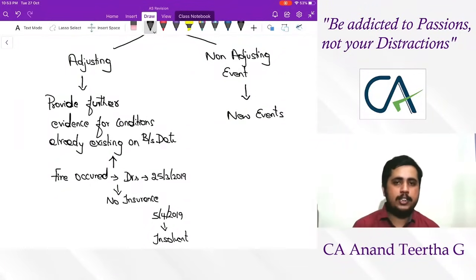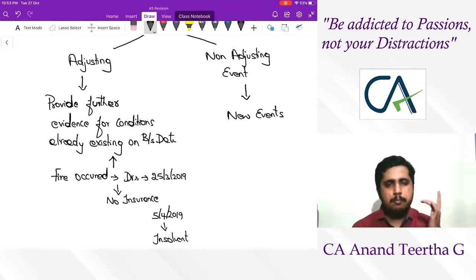So if you make your purchases on 5th of April, you never pass an entry as on 31st of March. You pass it on 5th April only. Reason being, on 5th April you made a new purchase. That's it. So therefore, it will be an entirely new event. If it's a new event, it's a non-adjusting event.